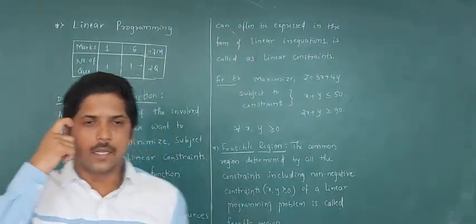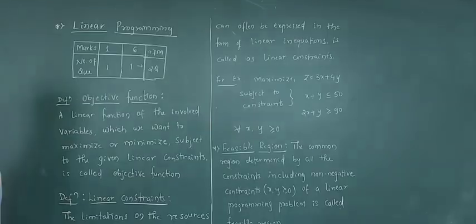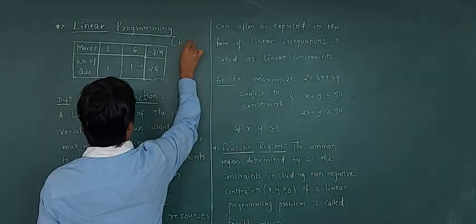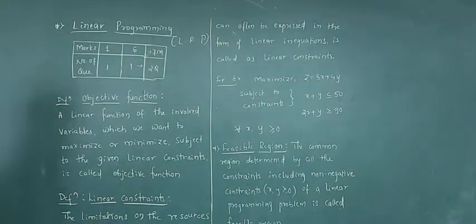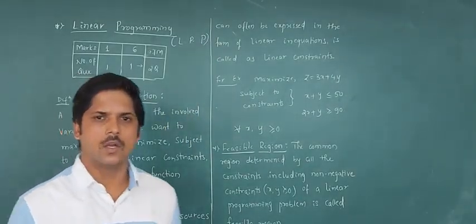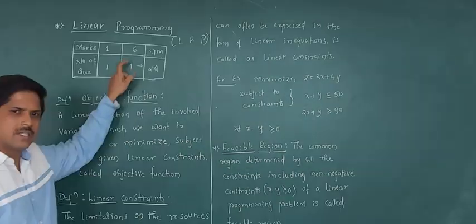Today we will start a new chapter, linear programming problem. In short, we will call this one an LPP, that is, a linear programming problem. In the final examination, a total of 7 marks will come from this chapter: a 1 mark question and a 6 marks question.